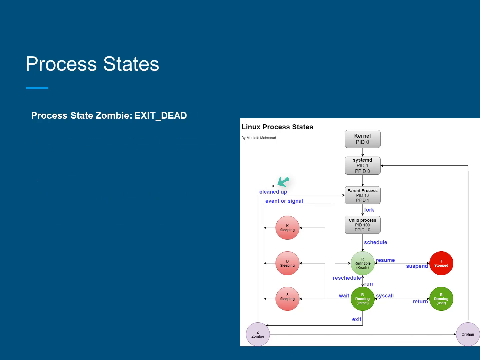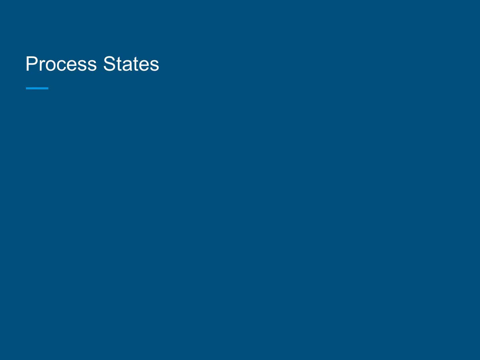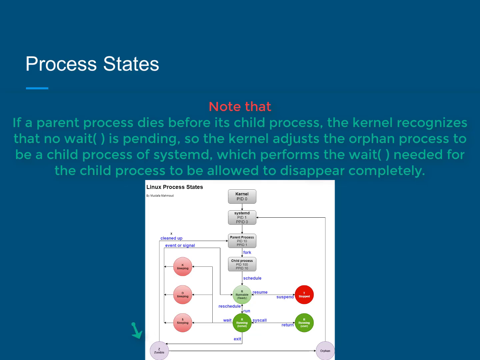And in kernel-defined state EXIT_DEAD, after the parent receives the exit signal from the child process, the parent cleans up the remaining child process structure and removes the process slot in the process table. The process is now released completely. This state will never be observed in process listing utilities. Note that a process can stay in zombie mode if its parent died before it releases the child process's slot in the process table. It can be identified with Z in outputs.